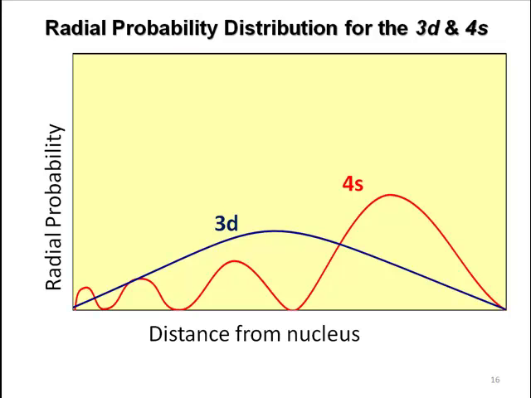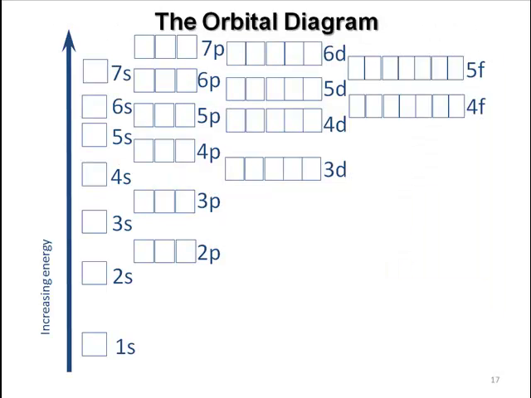What's before the 3D? The 4S, the stinking penetration, right there. 4S usually gets filled up first. But you can see their energy spreads are similar in terms of how they're spread. There's a few nodes to the 4S, but it gets filled up first. And the 3D soon after that. So this is why we go 4S, then 3D.